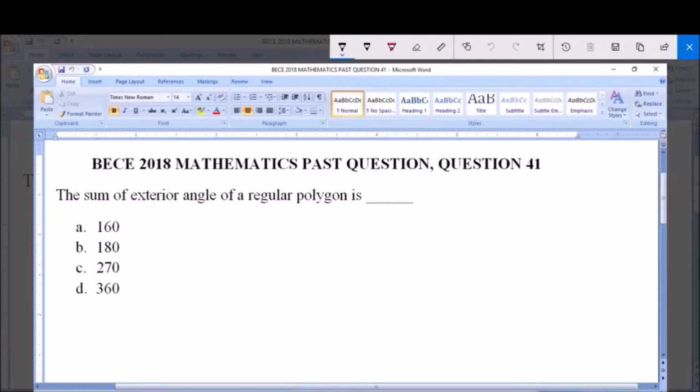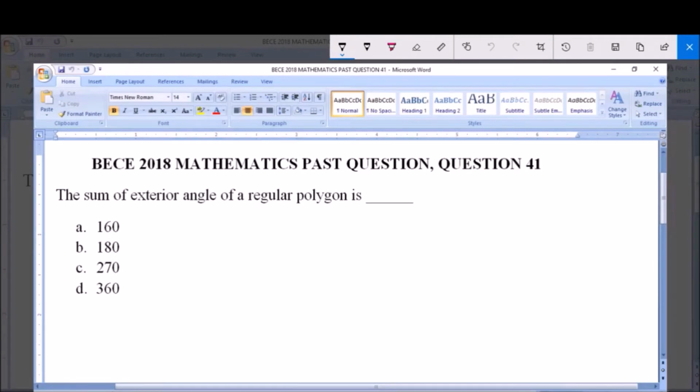Today we're going to be dealing with BECE 2018 Mathematics Past Question, question 41. The sum of exterior angles of a regular polygon is dash. A 160, B 180, C 270, and D 360. The sum of exterior angles of a regular polygon. Now, like you know, a regular polygon is a polygon with equal sides.